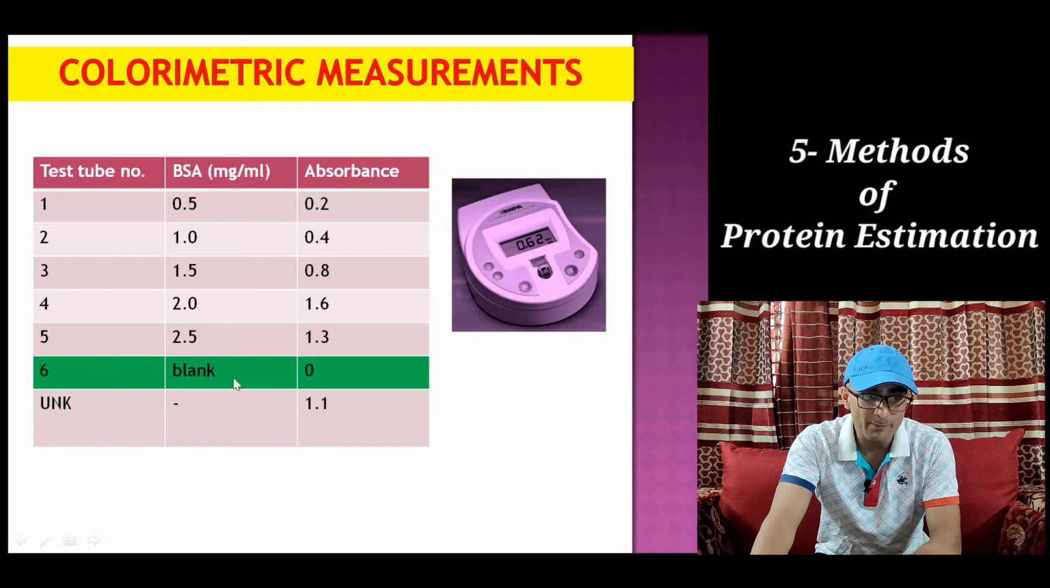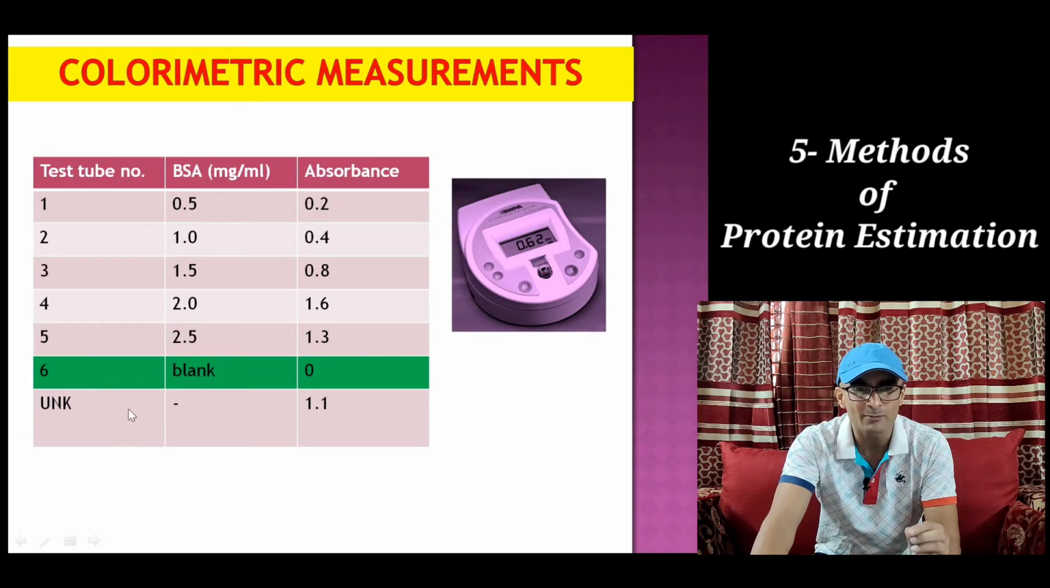Then we also use a blank where BSA is not added, all other components are there. It should have a zero absorbance. Zero absorbance means if it absorbs at all, that can be subtracted from the absorbance for different variables, in order to avoid any error which may be coming because of background, because of buffers or any other component. Then we have one sample which is unknown, for which we need to determine the concentration of the protein.